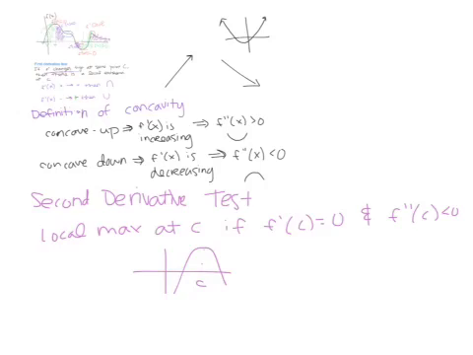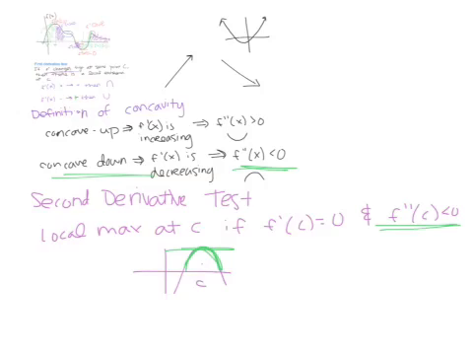So we are at our maximum. Our derivative is obviously equal to 0, right? We have a horizontal tangent line. And notice how our graph is concave down. When your graph is concave down, your second derivative is negative. That's what the second derivative test tells you.